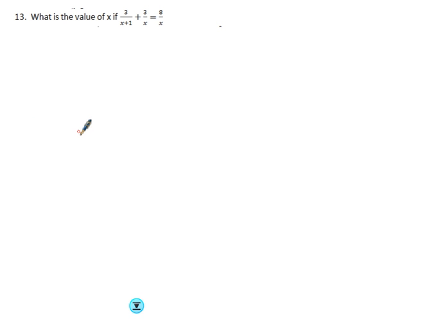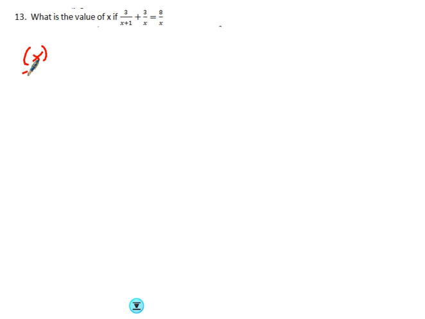Number 13, what's the value of x if 3 over x plus 1 plus 3 over x is equal to 8 over x? So with these types of problems, what you might need to do is get some type of common denominator to help you out with the numerators. So if I see an x plus 1 and an x, the common denominator, I'll just have to multiply the fractions that have the denominator of x by an x plus 1, and the fractions that have a denominator of x plus 1 by a value of x.